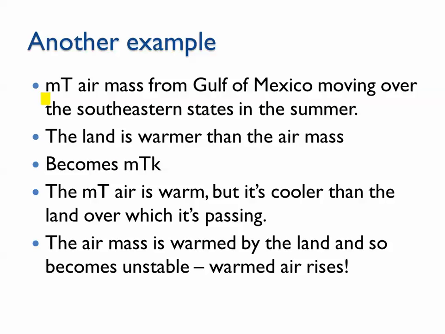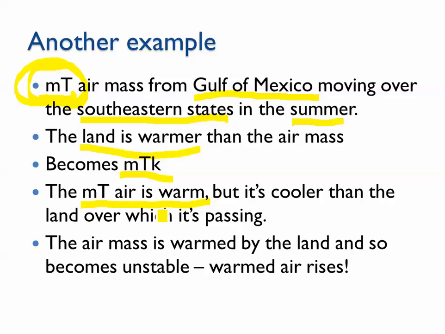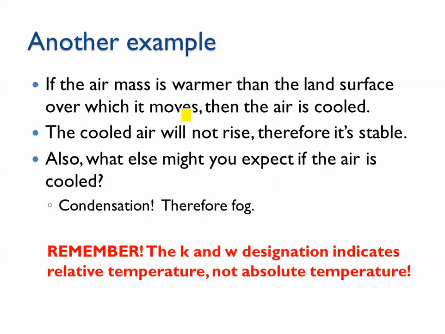So another example, we have our moist tropical air mass from the Gulf of Mexico in the summer moving over the southeastern states. Now, this moist tropical air mass is warm, but the land is warmer. So the air mass is cooler, so it becomes MTK. So the air is warm, but it's cooler than the land over which it's passing. That air mass is going to be warmed by the land, become unstable. The warmed air rises. You have instability, development of clouds, and precipitation.